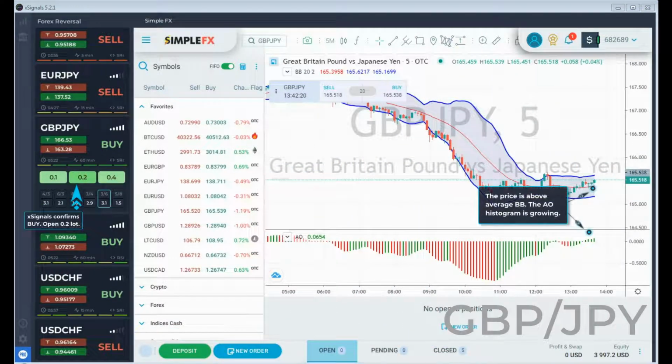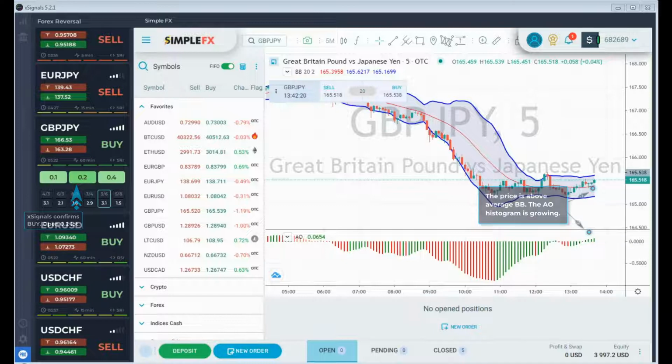Pound yen and buy strategy signal. A reversal from the lower Bollinger line with a breakdown of the average. The green histogram of the oscillator is above the zero level. Strong confirmation on xSignals. Average market volatility. Let's open an order with a good profit factor and an average take profit.